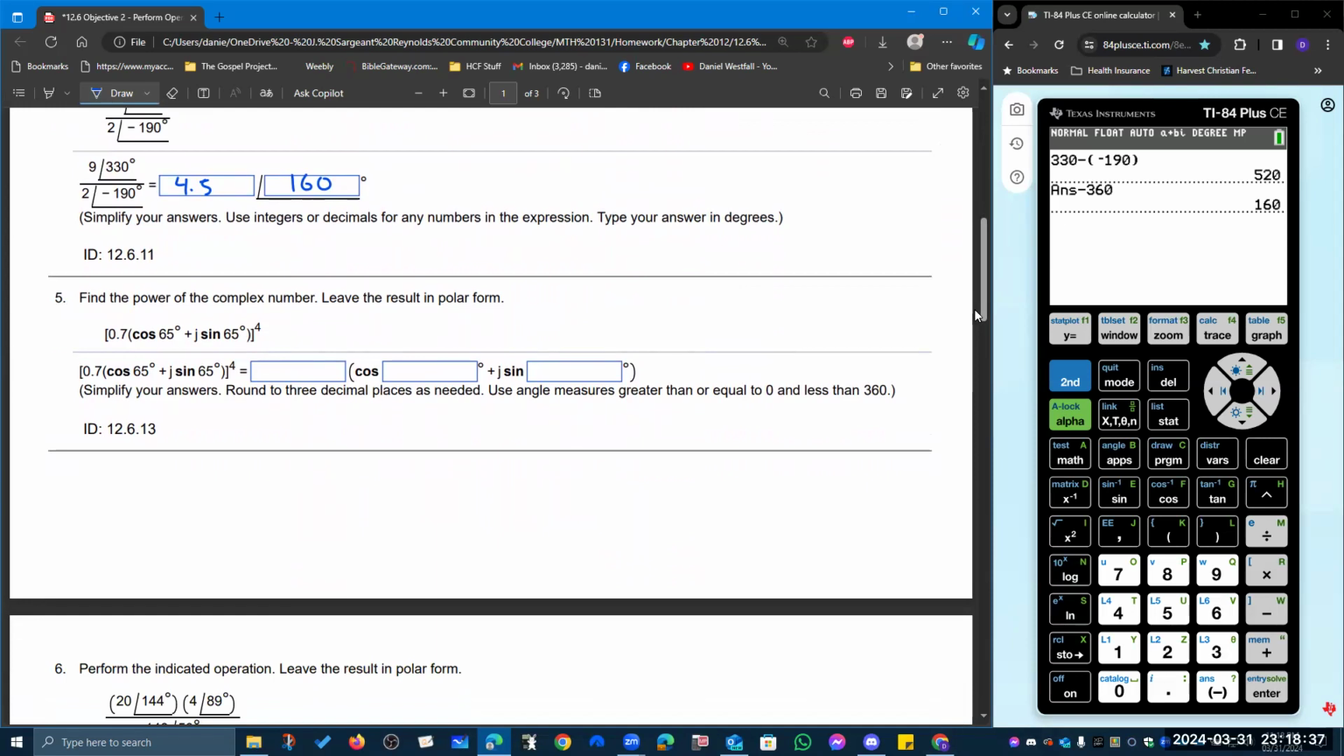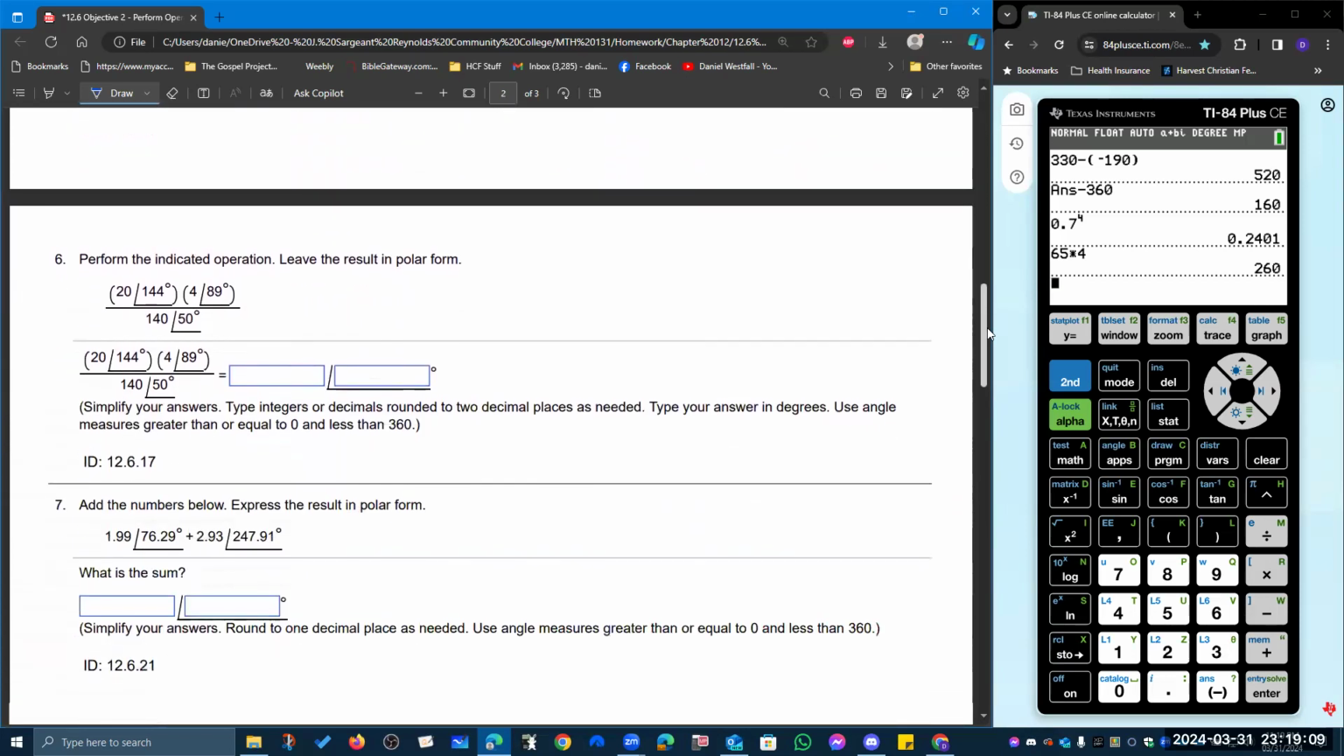Now we're just going to use de Moivre's theorem here, and we're going to say 0.7 raised to the fourth is going to be, and we want these to 3 decimal places, so 0.240, and then 65 times 4 is 260, and 260 here. We just did a lot of that in the last section.